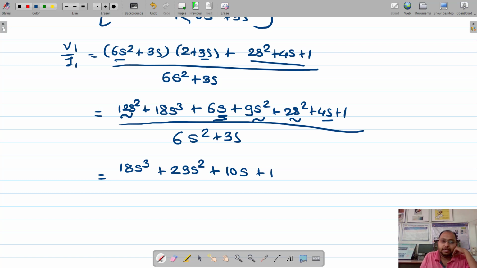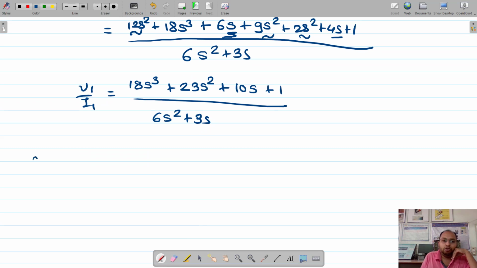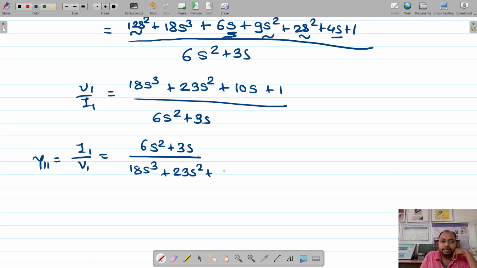and lastly only 1. And therefore it is divided by 6s square plus 3s. So this is our V1 divided by I1, and that is Z. We are not finding the Z parameter, we are finding the Y parameter, and over here we have found our first parameter, that is I1 by V1, that is nothing but Y11, and it is coming as 6s square plus 3s, divided by 18s cube plus 23s square plus 10s plus 1.